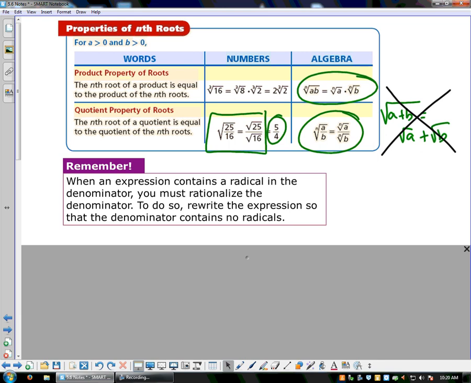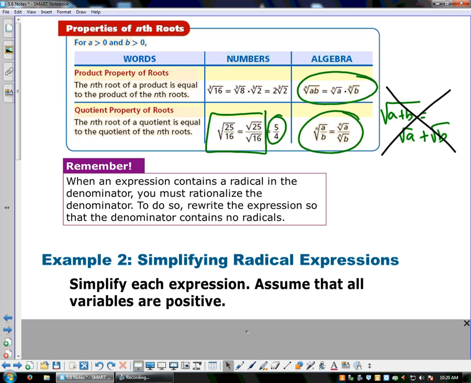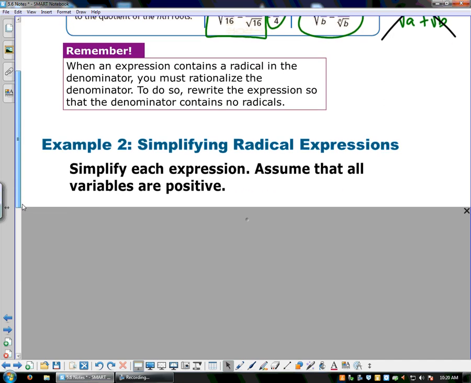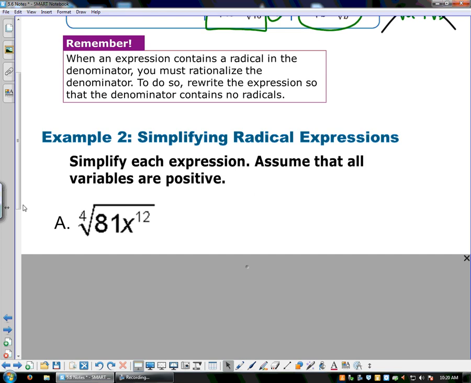Remember, when an expression contains a radical in the denominator, you must rationalize the denominator. All right, and we're going to look at some examples of how to do that, but we don't want to have any radicals in our denominator. So let's take a look at some simplifying radical expressions. Simplify each expression, assume that all variables are positive.